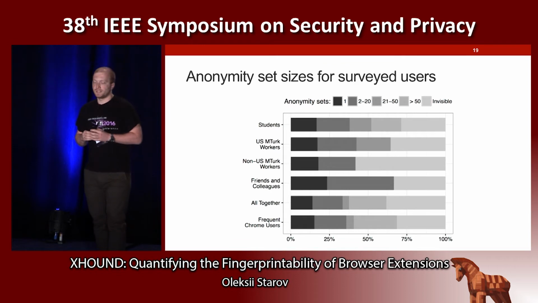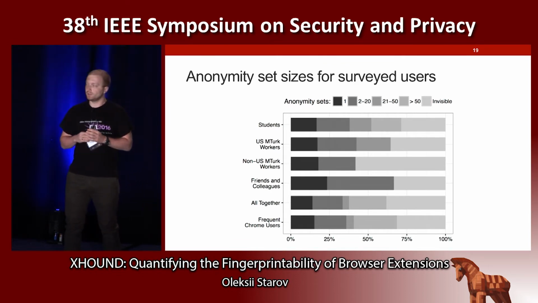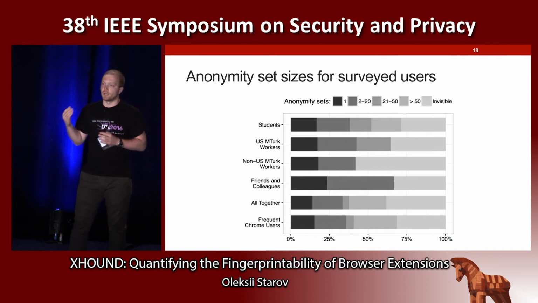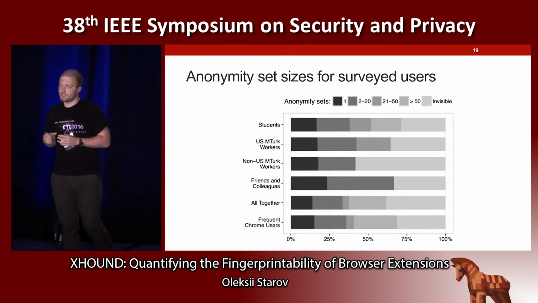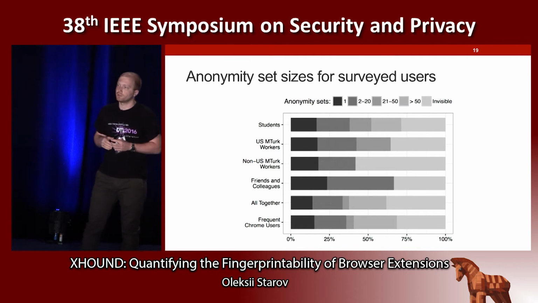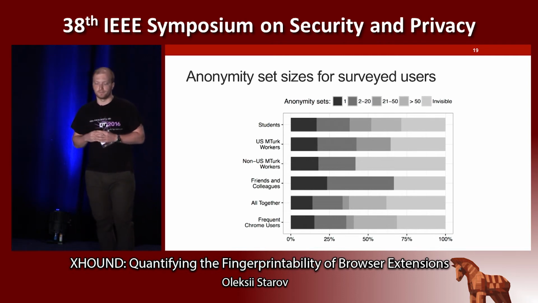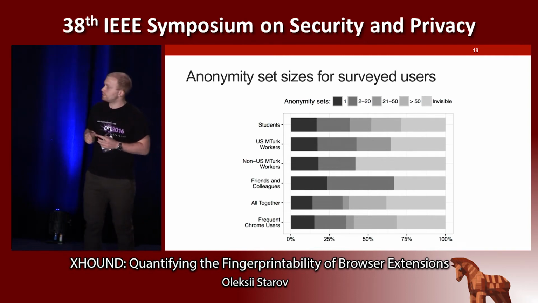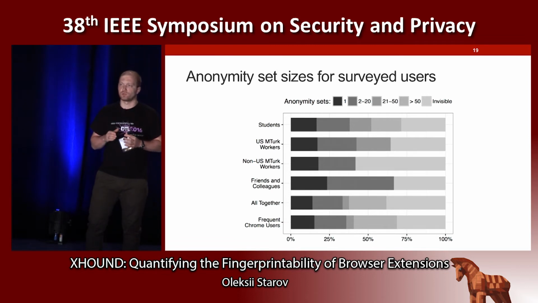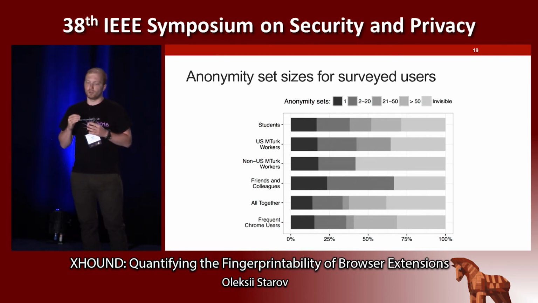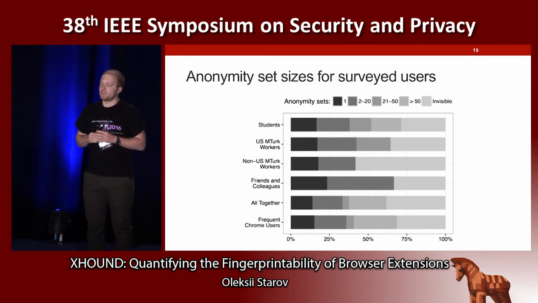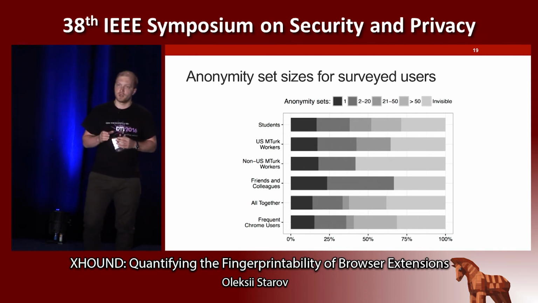To analyze how those users can be fingerprinted using extensions, we analyze the picture in terms of anonymity set sizes. And here we see results for different surveyed audiences separately: students, US Mechanical Turk workers, non-US, friends and colleagues all together, and frequent Chrome users. In either case, we see that from 14% to 24% of users belong to an anonymity set of size 1. That basically means that they have a unique extension-based fingerprint, and they can be totally uniquely identified.